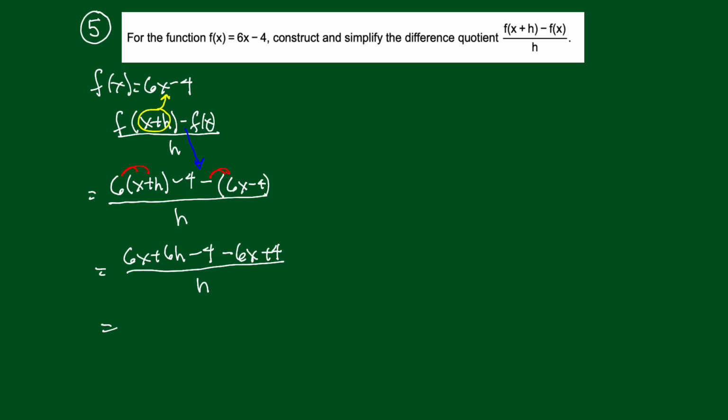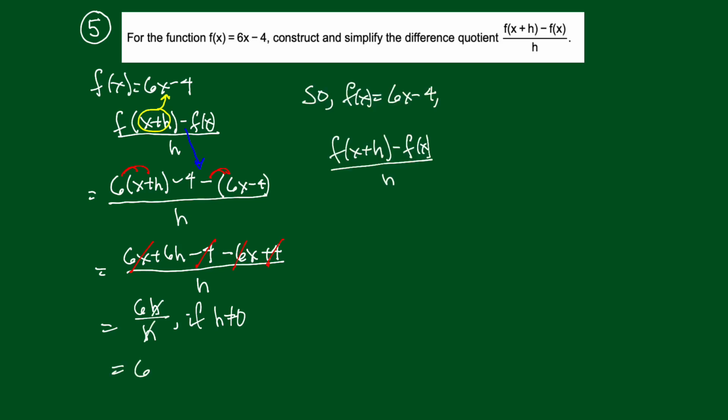Now look what happens in the top here. The 6x minus 6x goes out. Minus 4 plus 4 goes out, so we are left with just that 6h over h. So we have 6h over h, and as long as h is not equal to 0, which we're assuming it's not, these h's are going to cancel, and we're just left with 6. So let's just say what we have here. For this function here, this difference quotient is 6.